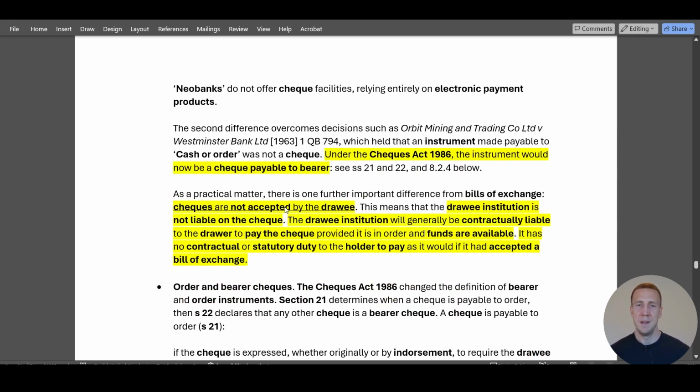As a practical matter, there is one further important difference from bills of exchange. Checks are not accepted by the drawee. This means that the drawee institution is not liable on the check. The drawee institution will generally be contractually liable to the drawer to pay the check, like an agent, provided it is in order and funds are available on account. It has no contractual or statutory duty to the holder to pay as it would if it had accepted a bill of exchange.